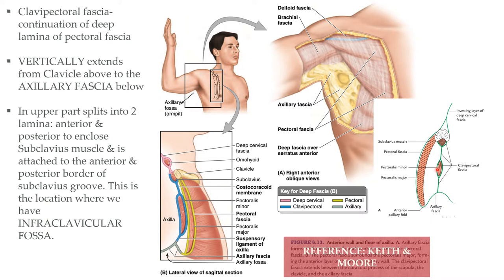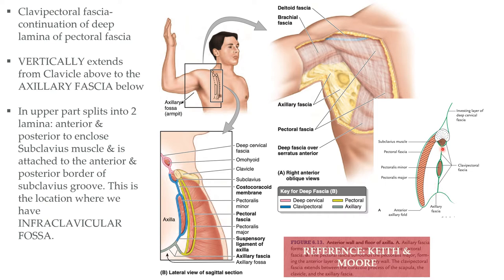Vertically, clavipectoral fascia extends superiorly till the clavicle and inferiorly till the axillary fascia. This is axillary fascia. Axillary fascia is the deep fascia which covers the floor of axilla. This is axilla, that is axillary region, which we commonly call armpit. So clavipectoral fascia, we can see, superiorly is extending till clavicle and inferiorly till axillary fascia.